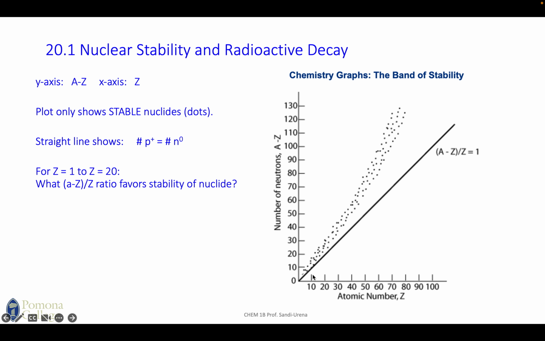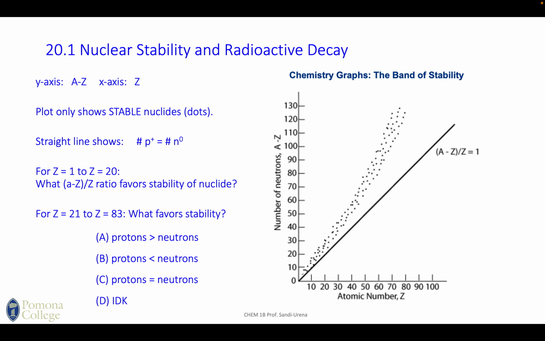So when we look at it, we see that these dots, these nuclides, are very close to a ratio of 1, which corresponds to the line. So we could say that for the lighter elements or nuclides, they tend to be stable when they have about the same number of neutrons as they have protons, when that ratio is 1. We get that from the empirical data, from the plot that comes from observations.